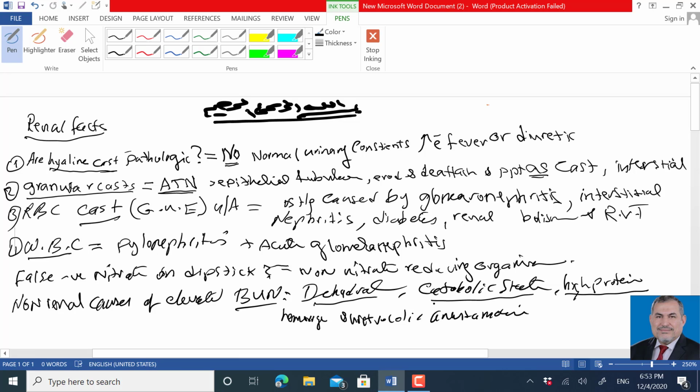Okay, what does azotemia mean? It means increased blood urea and nitrogenous substances and waste products in blood. Waste products. This is what we call azotemia.